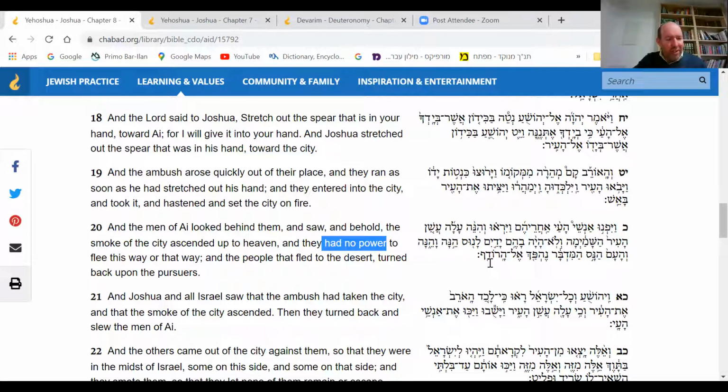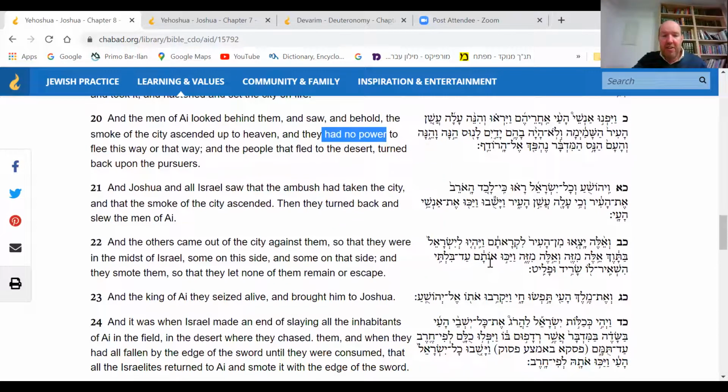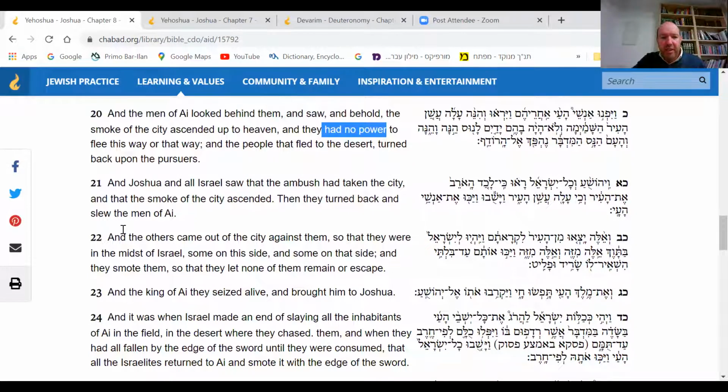So they start fleeing, and Joshua starts attacking the men. They turn around, and look what happens in verse 22. And the others came out of the city against them. Now the ambush that set the city ablaze, now they depart from the city and start giving chase themselves against the soldiers of Ai, so that they were in the midst of Israel, some on this side and some on that side.